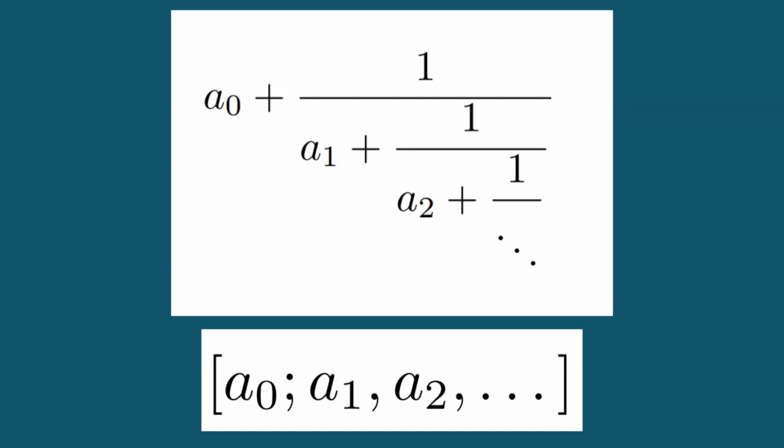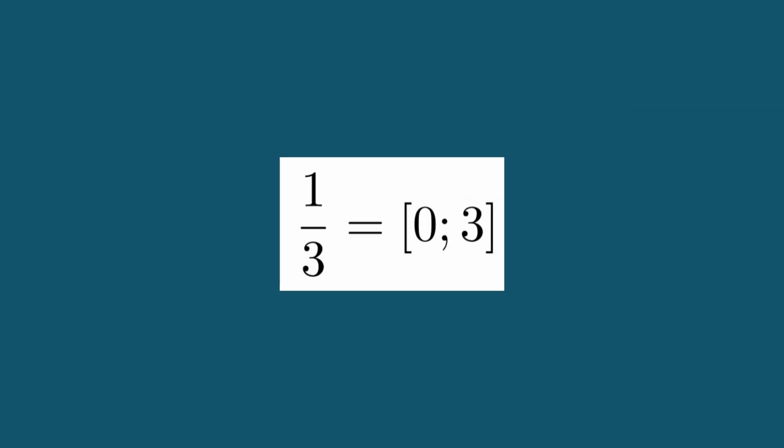We can write a continued fraction as a0 plus 1 over a1 plus 1 over a2 plus 1 over and so on. Or with a convenient shorthand, we can write [a0; a1, a2, and so on]. Now let's make this concrete using a simple fraction. Let's choose 1/3. Now 1/3 is going to be equal to [0; 3]. We can see that the continued fraction terminates. This will be true for any rational number. For irrational numbers like phi, we will get an infinite sequence.